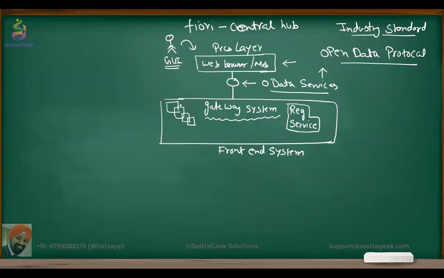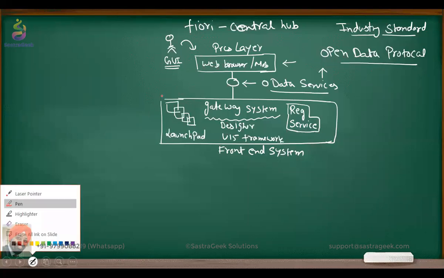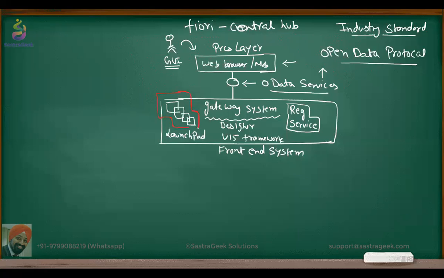Your LaunchPad will be here. Your designer would be here. Your UI5 framework would be here. So all of these things would be available in this platform. So these are the applications which you are developing, and that is also there in your gateway system. The Fiori Launchpad that we see is available on the Launchpad. Your UI5 framework, the technical framework, is available on the front-end system.